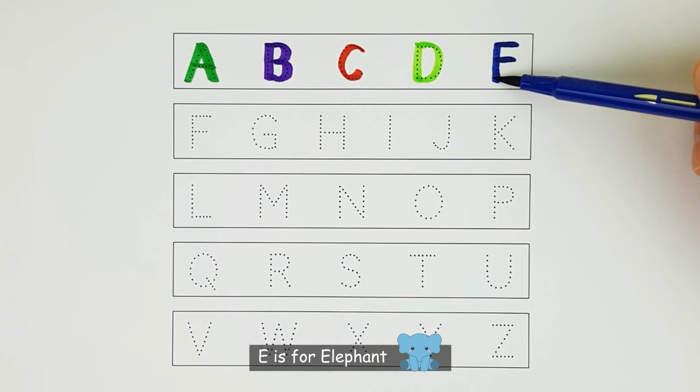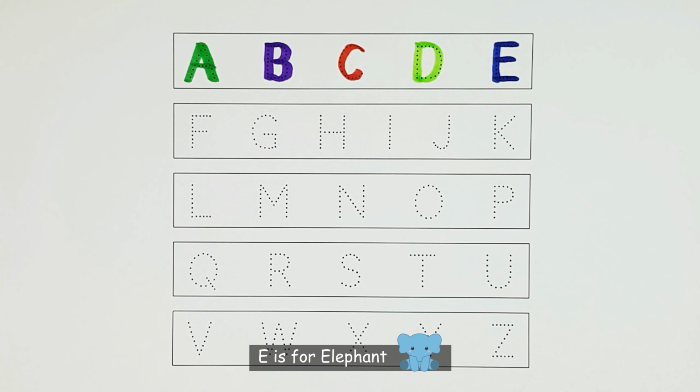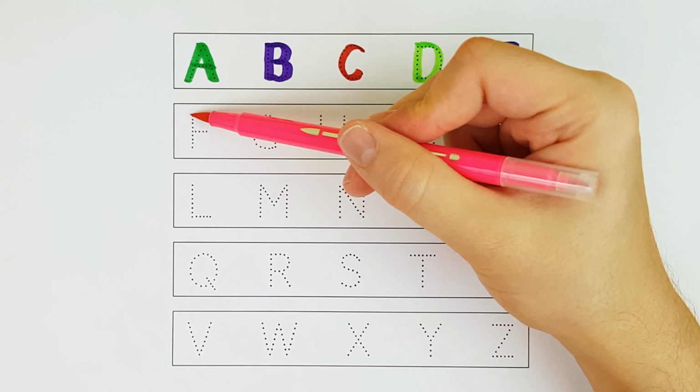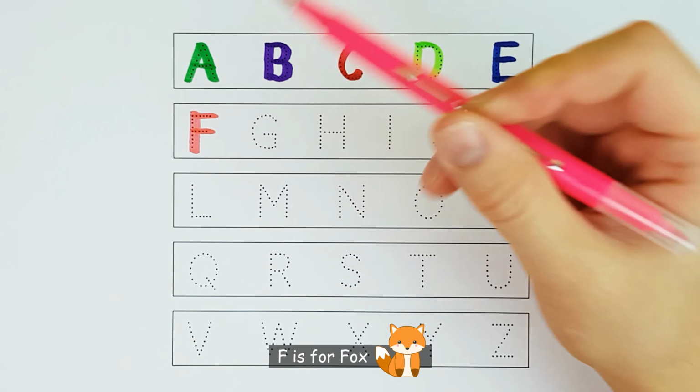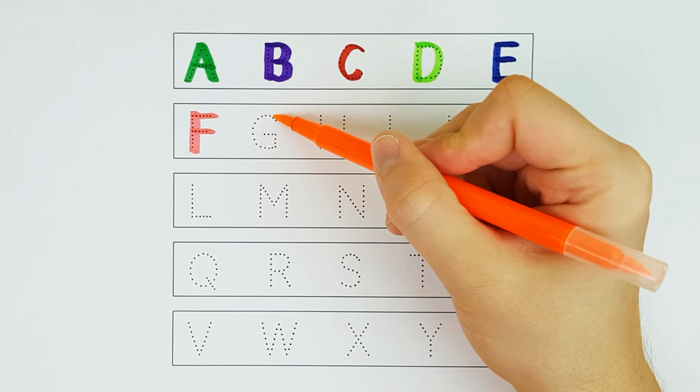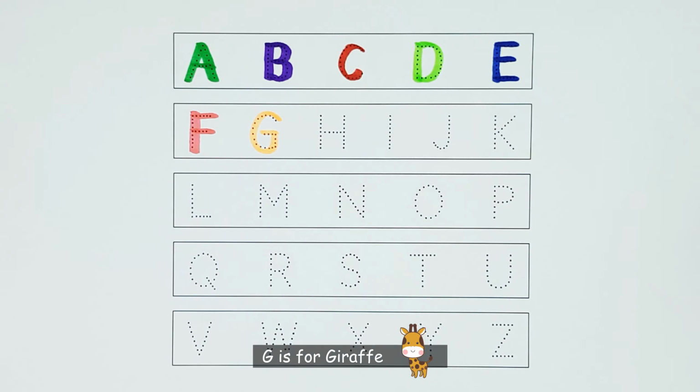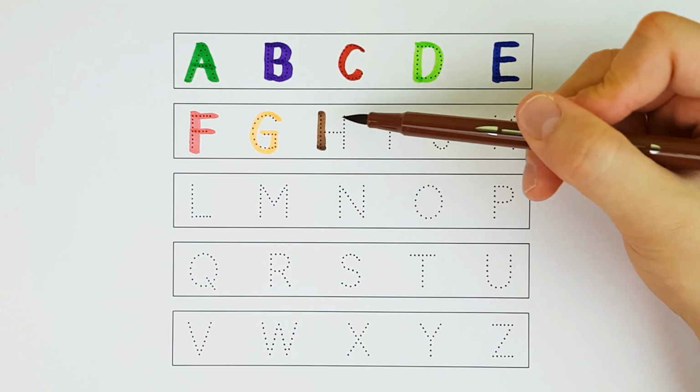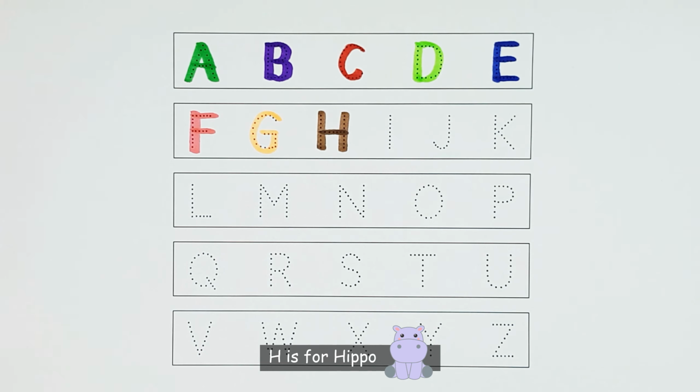E. E is for elephant. E. F. F is for fox. F. G. G is for giraffe. G. H. H is for hippo. H.